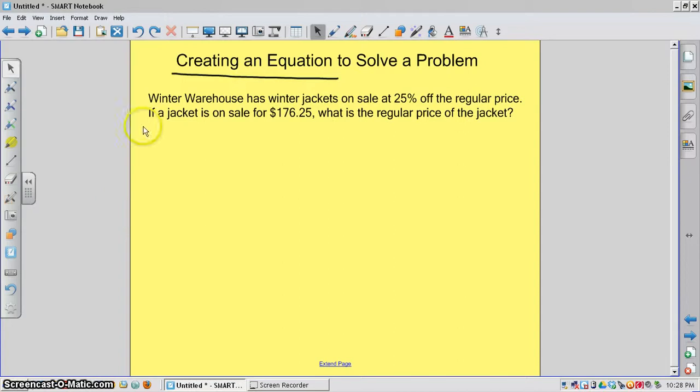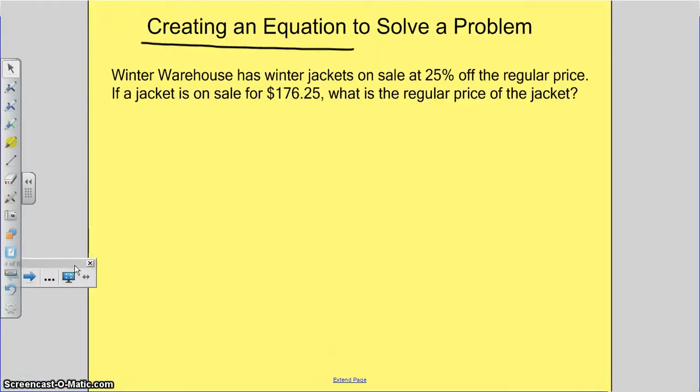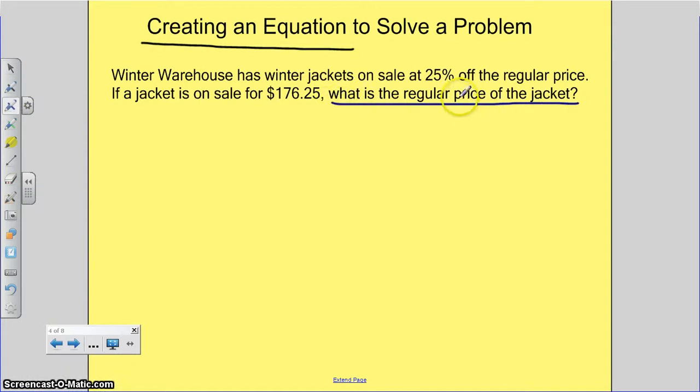The Winter Warehouse has winter jackets on sale, 25% off the regular price. Now, what don't we know? We don't know, and this is a key question in every one of these, what is the regular price? So the regular price we don't know. That's going to be our x. Every time we do a written problem in algebra, if we don't know what it is, we got to figure out what the x is. So our regular price of the jacket is going to be x. Now, this is a key part here as well. 25% of the regular price.